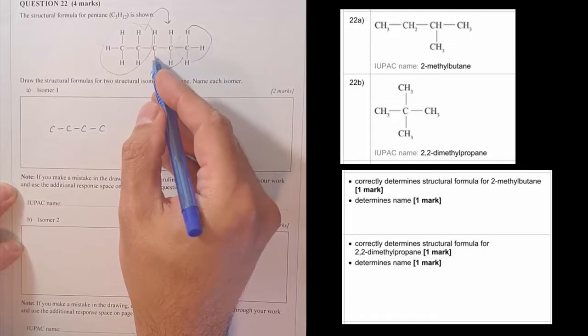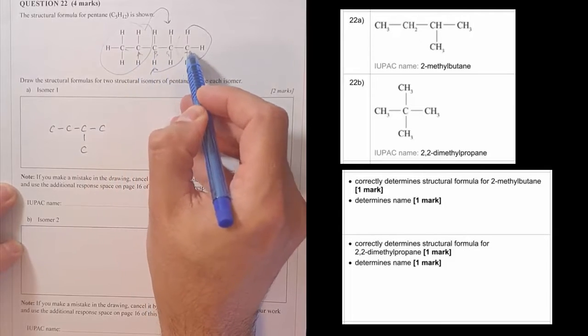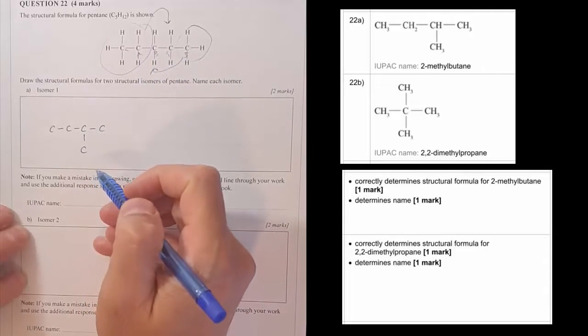So put a methyl group over here. 1, 2, 3, 4, 5. Okay, so 1, 2, 3, 4, 5.